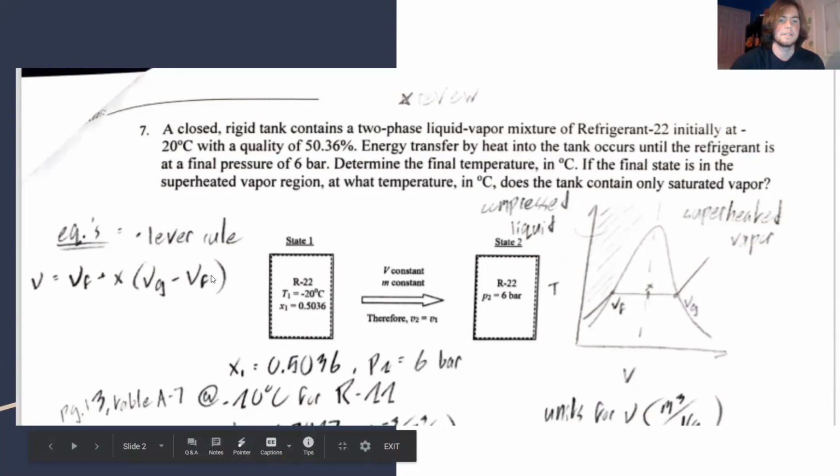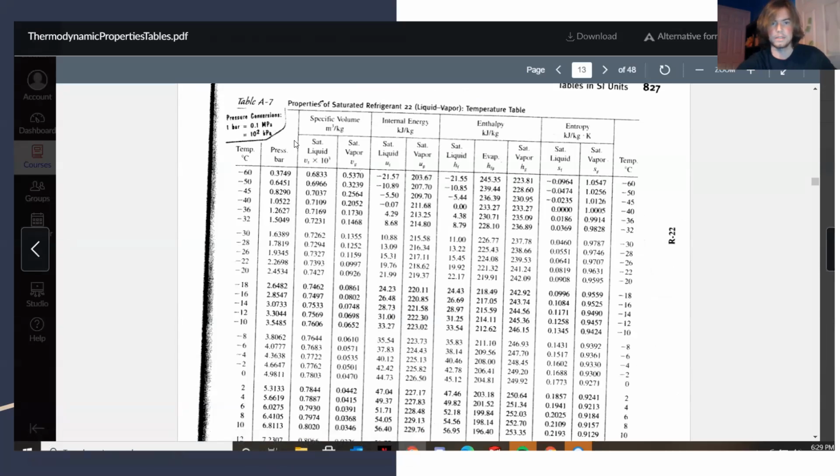So we're going to start off by using the specific volume equation. To find the values for the saturated liquid and saturated gas specific volumes, you're going to have to go to page 13 of the fluid properties PDF that was given in the assignments on Canvas, and look at table A7 at negative 20 degrees Celsius. So here is table A7. You look at the specific volume column and go down to negative 20 degrees Celsius. Here we see 0.7427 times 10 to the negative 3 is the saturated liquid, and 0.0926 is the saturated vapor value.